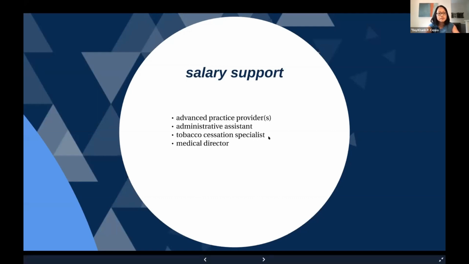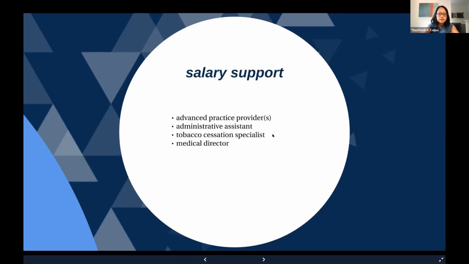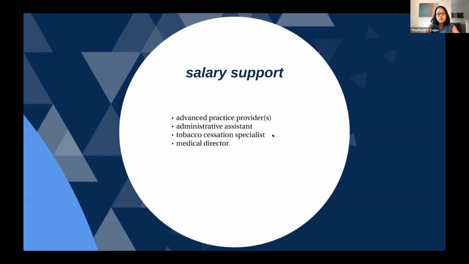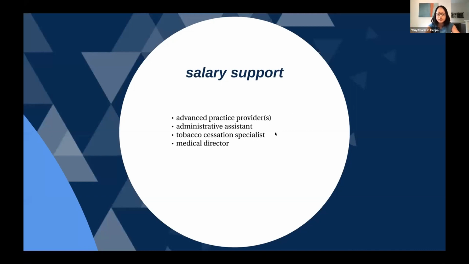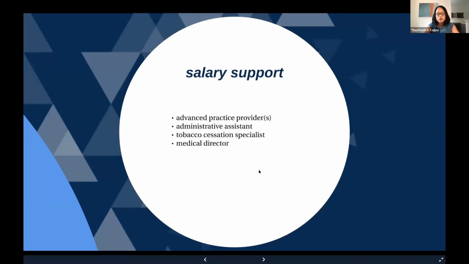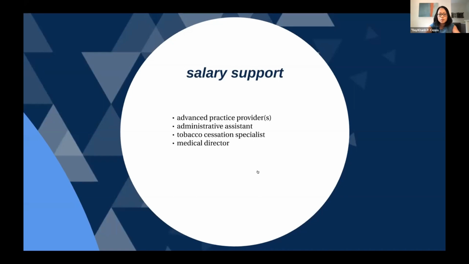Dr. Onaitis talked about tobacco cessation and how it's important having it as part of your lung screening program. You can have separate specialists, or quite frankly, your advanced practice providers can get the training to double up as the tobacco cessation specialist. And then of course, support for the medical director. The medical director oversees everything, makes sure there's quality control and that the data is accurate and that we're managing the patients appropriately.